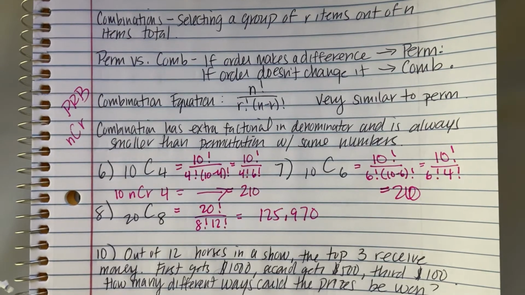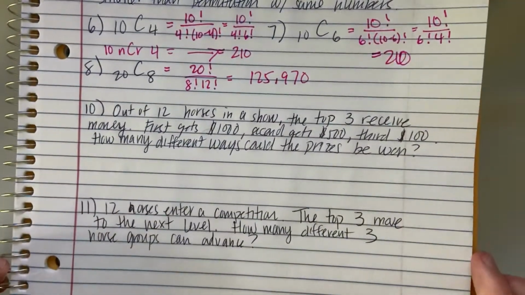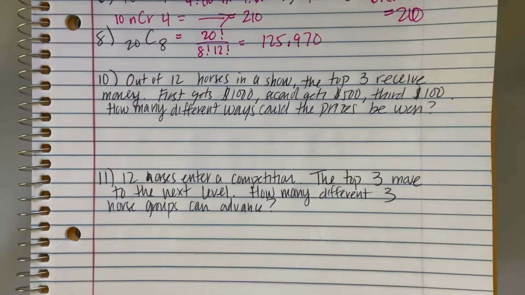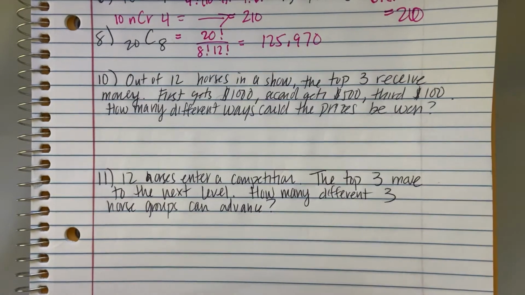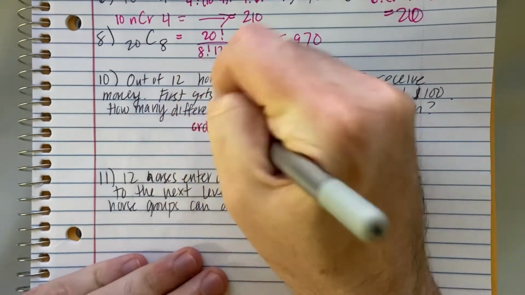Now, how does this manifest in word problems? Let's look at the difference in the wording between these two. Out of 12 horses in a show, the top 3 receive money. First gets 1,000, second gets 500, and third gets 100. How many different ways could the prizes be won? So first off, does the order matter? Is there a difference in what you get if you get first, second, and third? Yes.